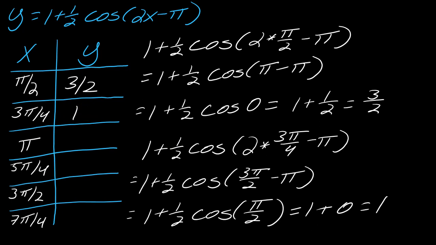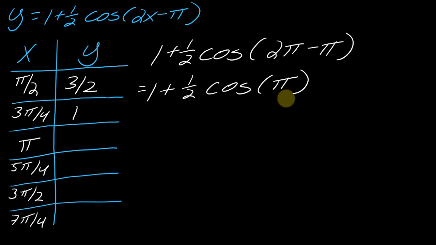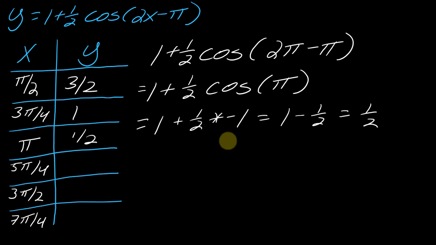Okay, I'm going to show you the work for the next points too. So if I plug in pi, this inside part will now turn into 2 pi minus pi. So as I simplify all of this, I'm left with 1 plus 1/2 cosine of pi. And then cosine of pi I know is equal to -1. So this is going to leave me 1 plus 1/2 times -1. That comes out to 1 minus 1/2. So this will equal 1/2. So I plug that in.